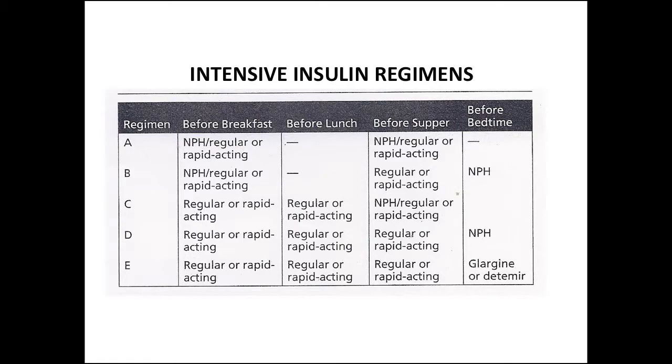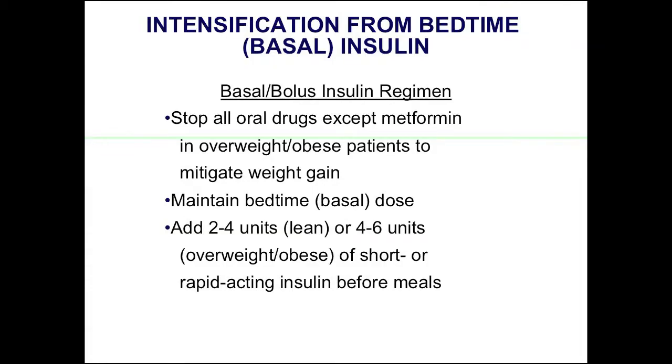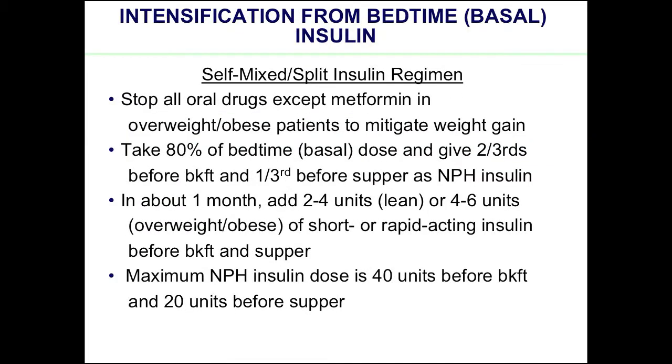And these are the basal bolus regimens, giving the NPH either at bedtime or glargine once or twice a day. So if you want to intensify insulin from bedtime insulin, and you're going to a basal bolus regimen, it's very easy. You just continue the bedtime insulin and start 2 to 4 units with a lean patient, or 4 to 6 units in an obese patient before each meal. We keep our obese patients on metformin just to control the weight gain.